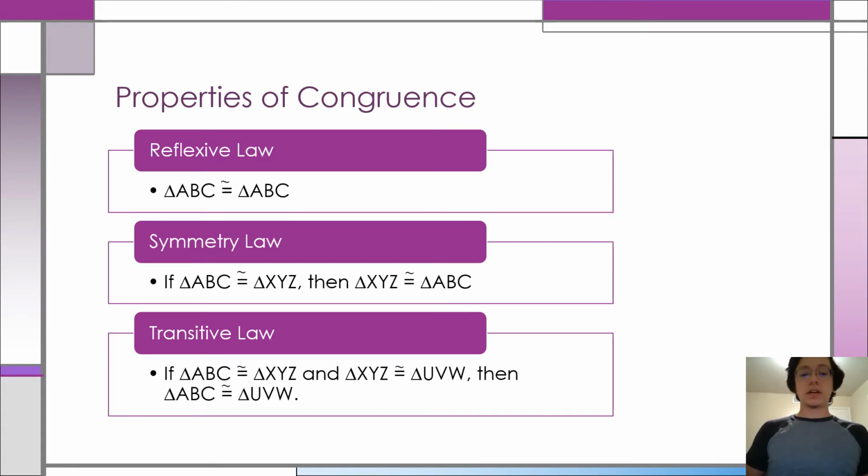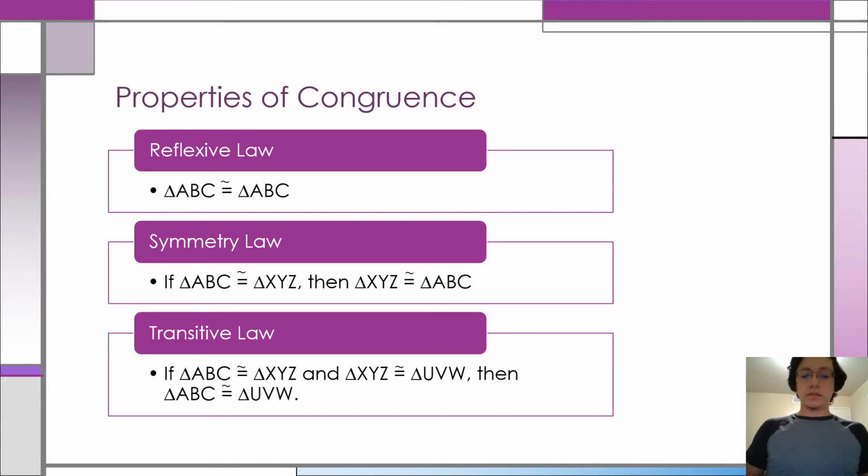The symmetry law states that if triangle ABC is congruent to triangle XYZ, then triangle XYZ is congruent to triangle ABC. If these cannot be written the same way or shown the same way, both in words and visually, then the two triangles are not symmetric.